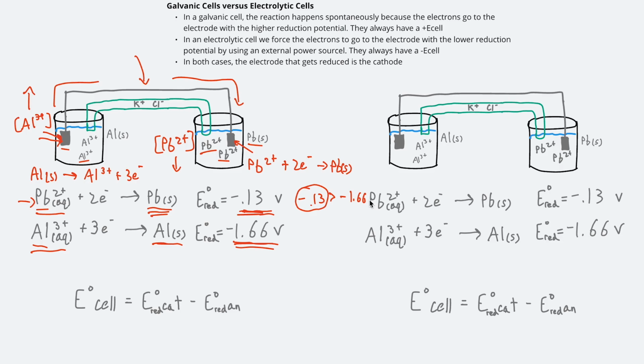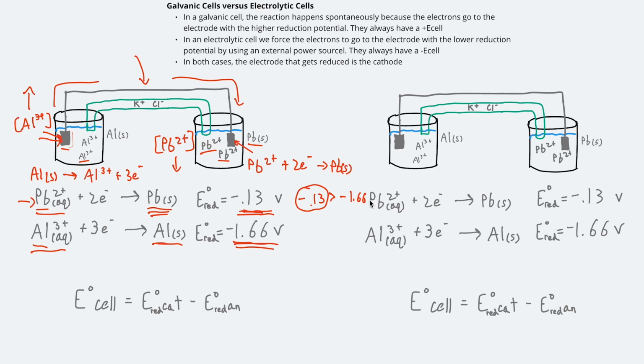Eventually, hopefully you can see that the aluminum strip on the left side is actually going to gradually be dissolving, and eventually it's going to completely dissolve and we're not going to have any aluminum left on the left side. And then again on the right side, eventually we're going to lose all of our lead ions. So eventually this reaction is going to stop once all of our reactants are used up.